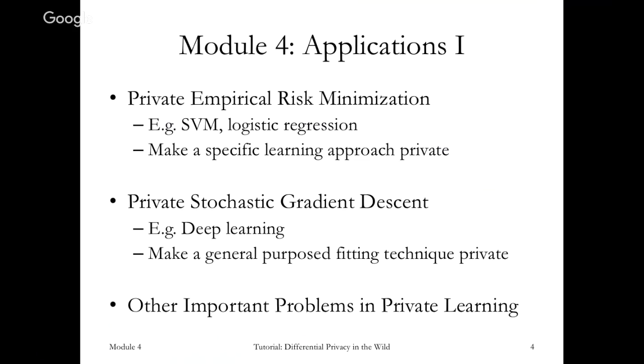So in this module, we'll first cover 2 groups of machine learning algorithms. First, we're using empirical risk minimization as an example to show how to make a specific learning approach private. You see empirical risk minimization in SVM and logistic regression. And for the second group of differentially private algorithms, we use stochastic gradient descent as an example to show how to make a general purpose fitting technique private. Besides these 2 groups of algorithms, we'll cover other important problems in private learning.